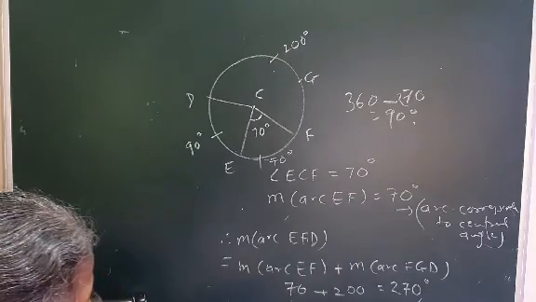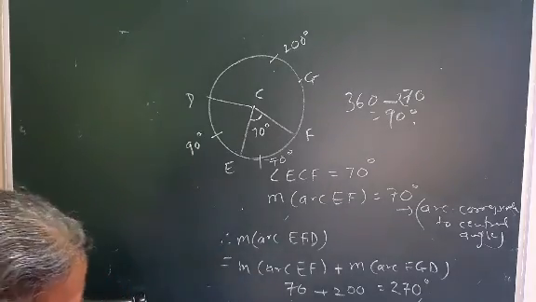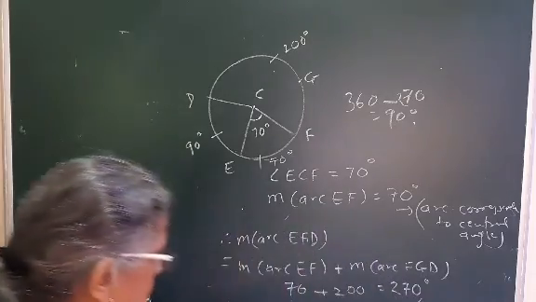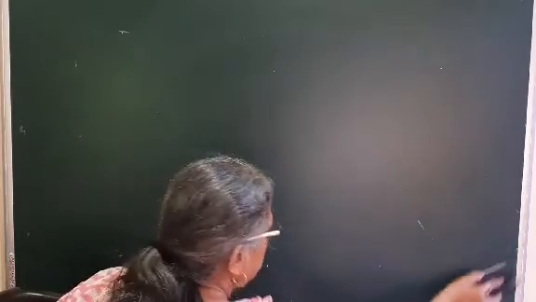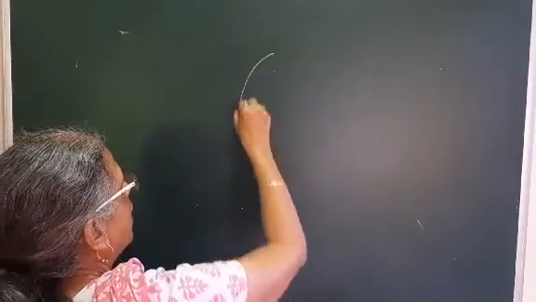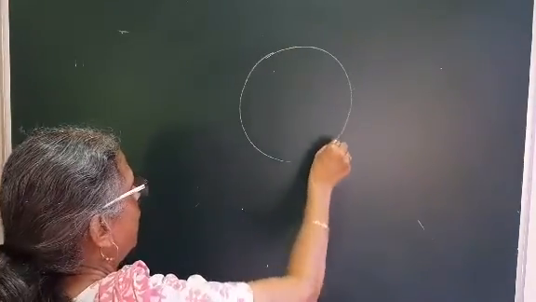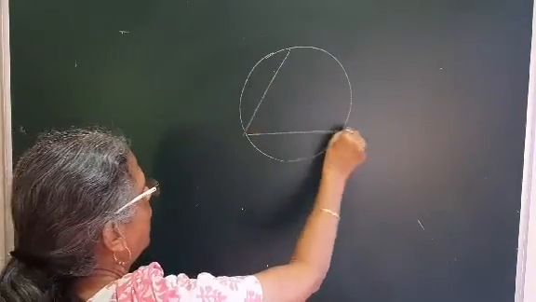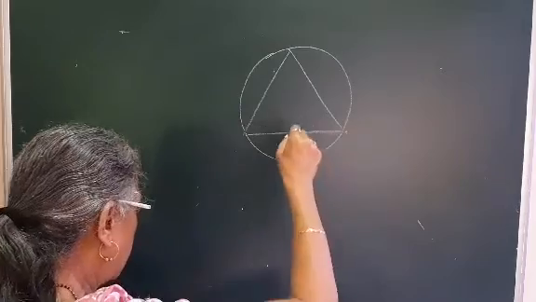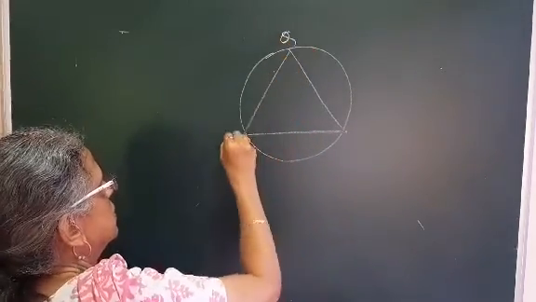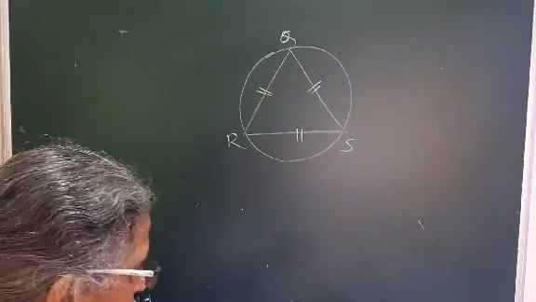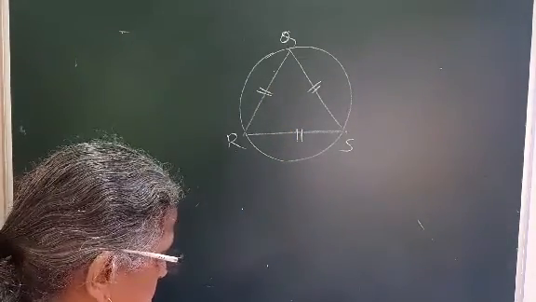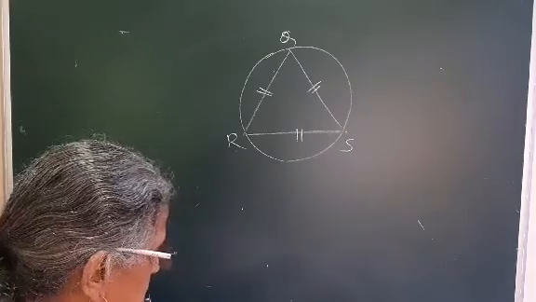Now the second sum, in figure 3.38, triangle QRS is an equilateral triangle. So this triangle QRS is given as an equilateral triangle, that means these chords are congruent. Prove that arc RS equal to arc QS equal to arc QR.